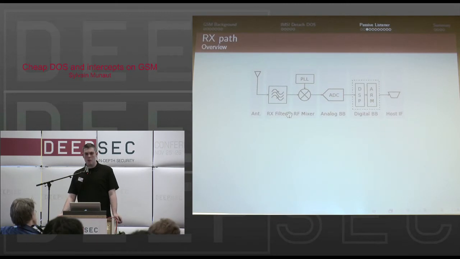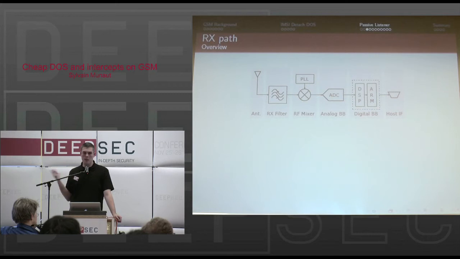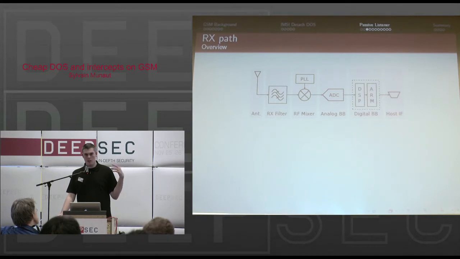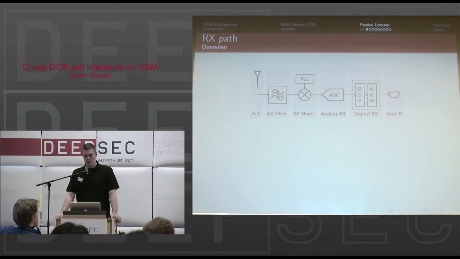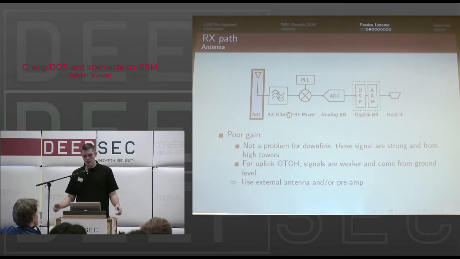So this is what the reception path of this phone looks like. It's of course a little simplified, but that's the idea. We're going to go through each element and see, can this element do what I want it to do? Is it an obstacle? And if it's an obstacle, is there some way to walk around it or change it or whatever?